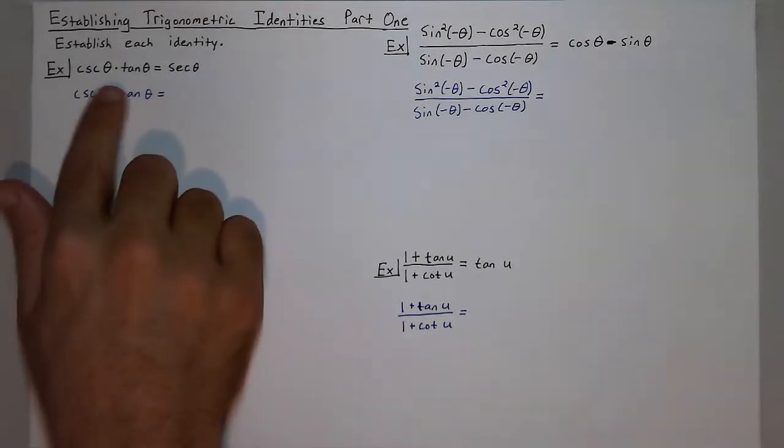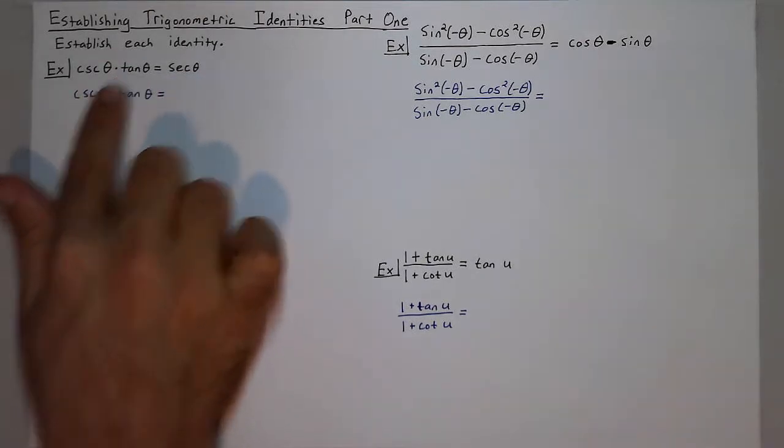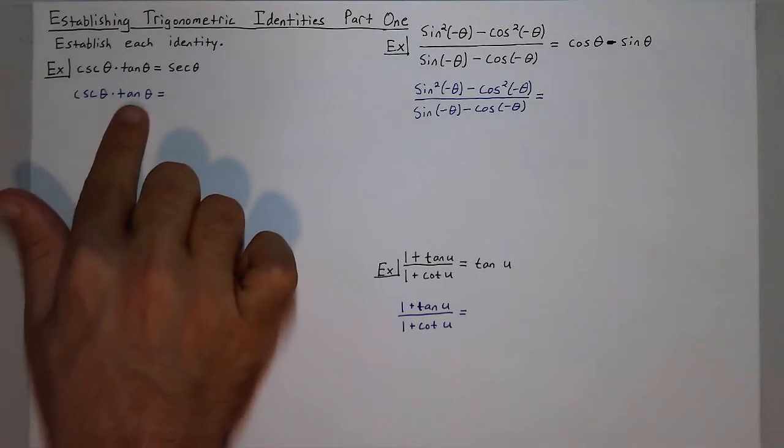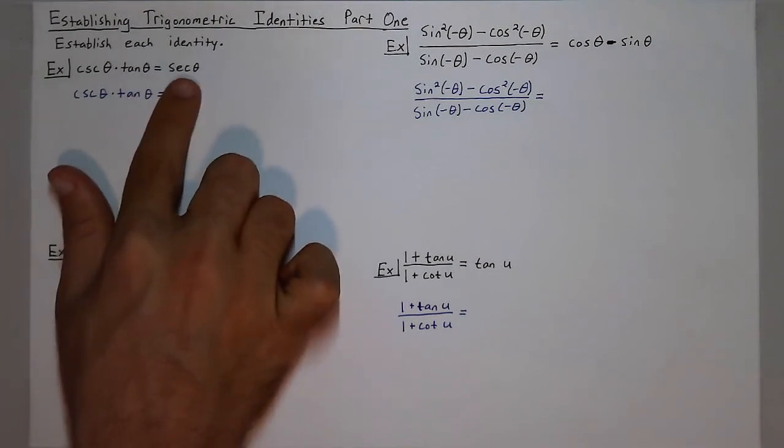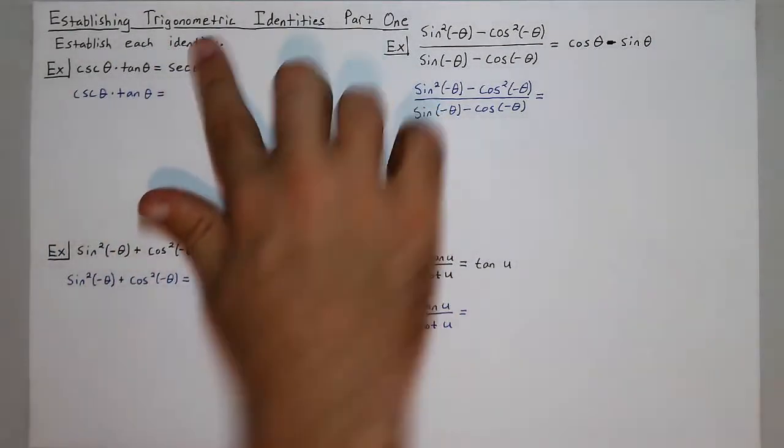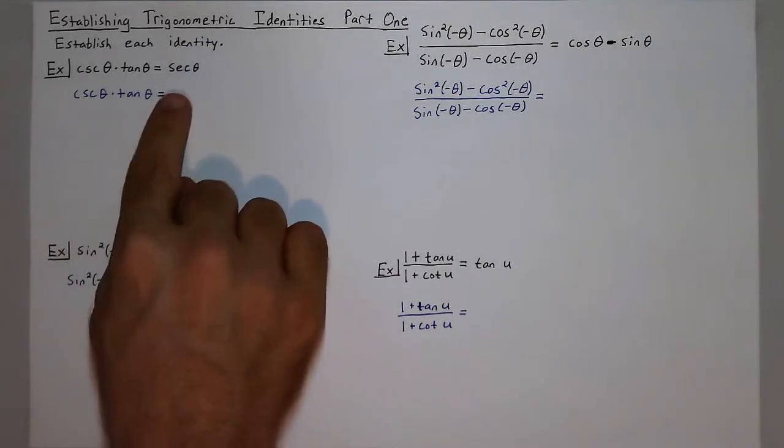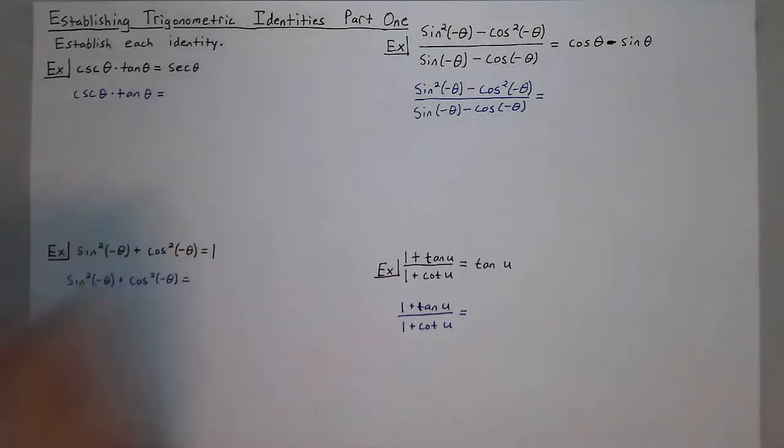So I'm going to start with the more complicated side, cosecant theta times tangent theta, and I'm going to show you why it's equal to secant. So I'm basically going to remove that part from the equation, and I'm going to show you all the steps it takes to get there. Now, one technique we can use when we simplify is we can switch everything to sines and cosines.